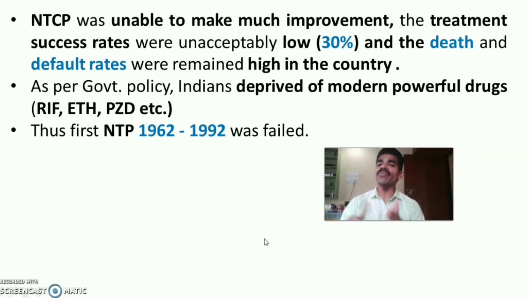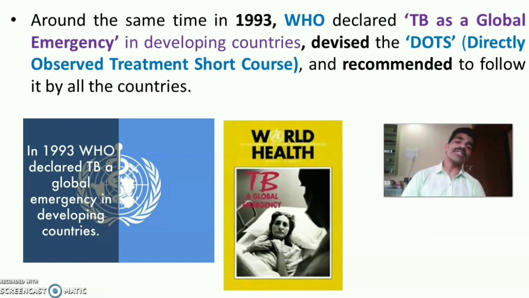Moreover, at that time, as per government policy, India had a shortage of modern powerful drugs to treat and control TB, such as rifampicin, ethambutol, pyrazinamide, etc. So the government of India lacked modern powerful drugs during the period of the National TB Control Program. Because of all these reasons, our first TB control program, the National TB Control Program, from 1962 to 1992, failed.